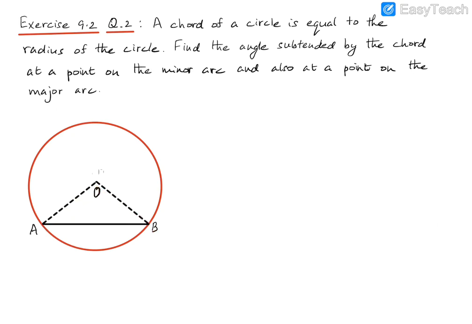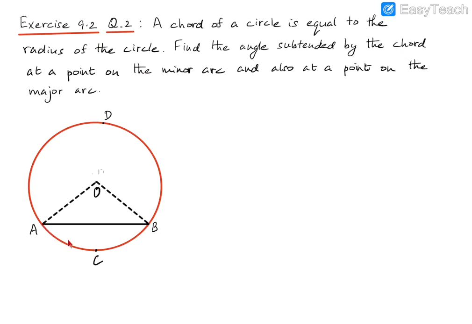And we are asked to find the angle subtended by this chord at a point on the minor arc. The minor arc is this smaller arc, below the chord. So we will mark some point, let's call that C, on the minor arc, and also a point on the major arc of the circle. The major arc is the bigger arc on this side above the chord. So we can mark another point, let's say D, which is a point on the major arc. And we are asked to find the angle subtended by the chord at a point on the major arc.